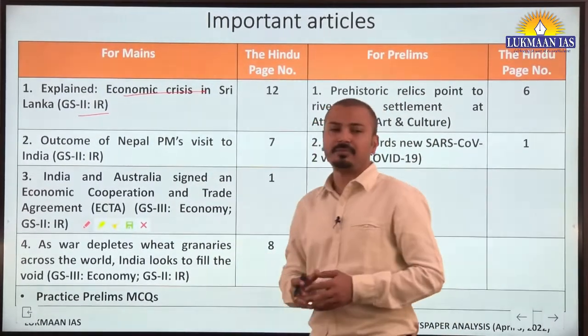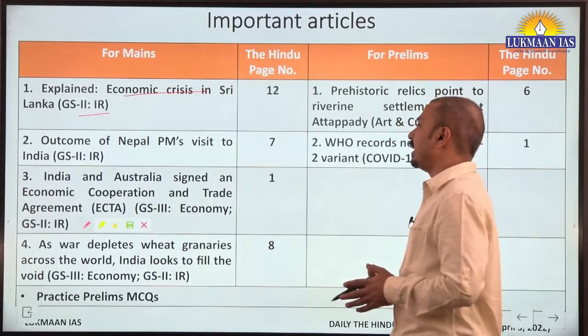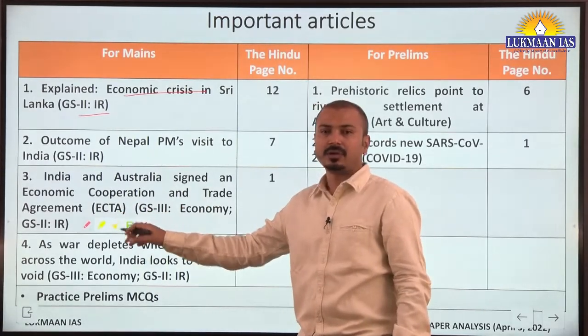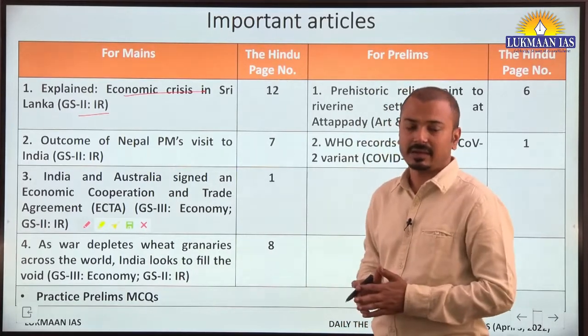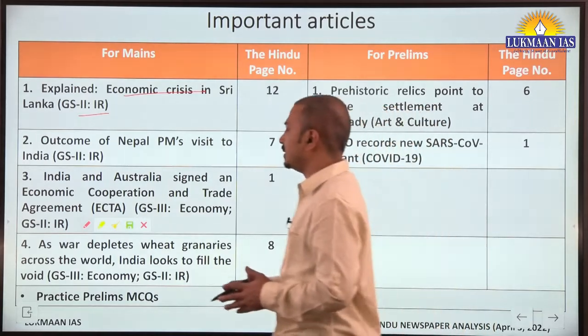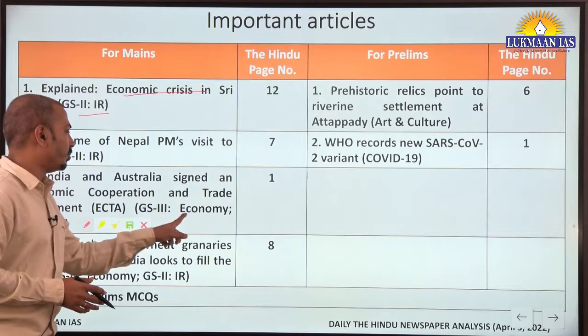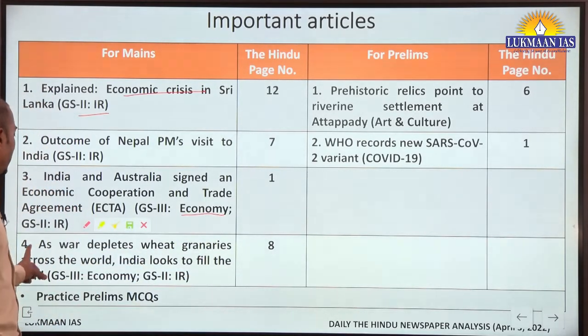Then the important development from economy perspective as well as IR perspective: India and Australia signed an economic cooperation and trade agreement. Some important highlights of this agreement are mentioned in this article. It is relevant to economy, GS3 paper, and GS2 paper IR section. In economy, international trade.